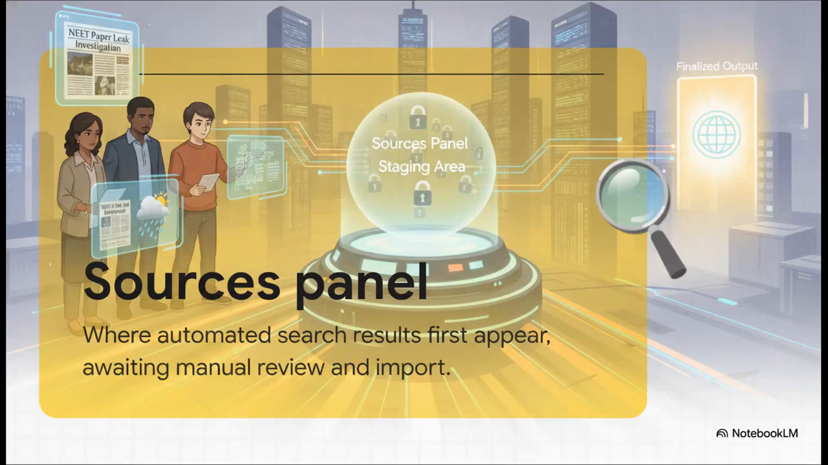This whole crucial intersection goes down in the sources panel. You can basically think of this as a digital quarantine zone or a staging area. When the automated system scoops up breaking info on the NEET leak or those intense Gujarat rains, it doesn't just bypass everything and jump into the final product. Nope, it lands right here, freezing in place, waiting for a manual review.